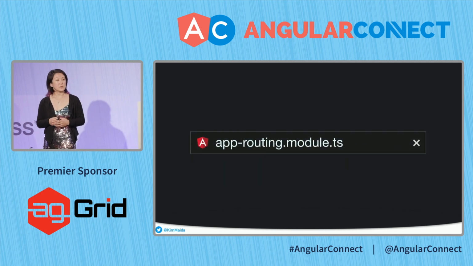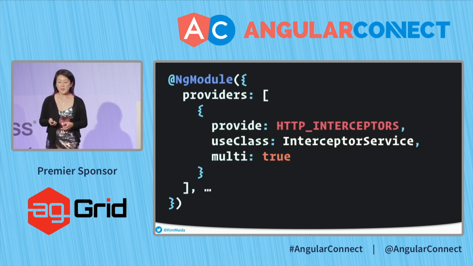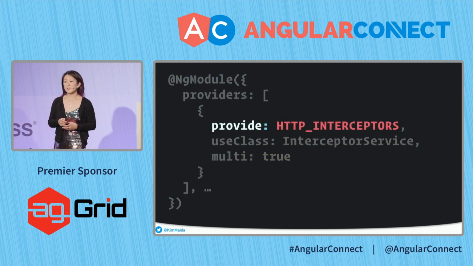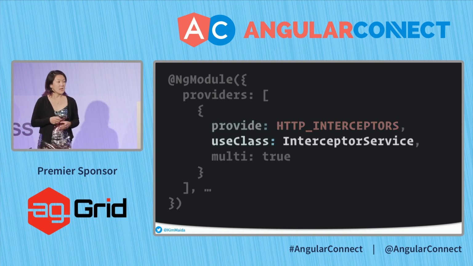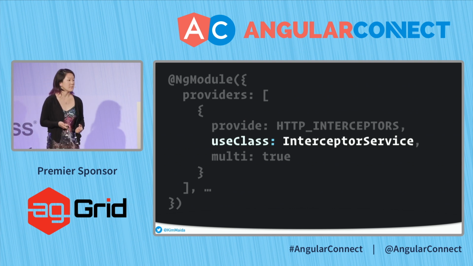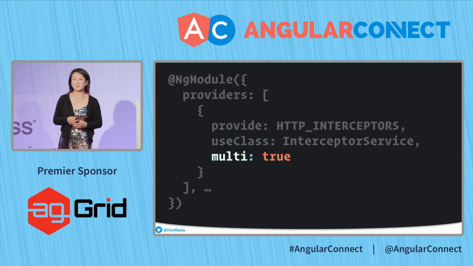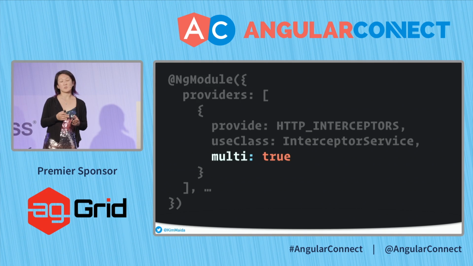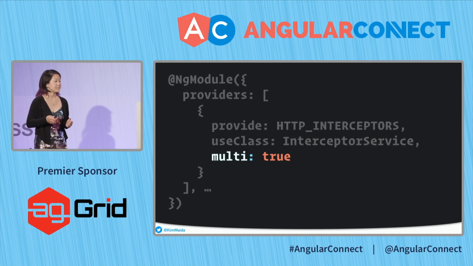The way we would do this is in our app routing module, we have this providers array, and we're going to want to provide the HTTP interceptors token from Angular Common. And then we're going to provide a class that tells the interceptor what its actual functionality is. And then we can set multi to true, because we could define multiple interceptors. And if we do this, they're just going to run in the order that they're provided.